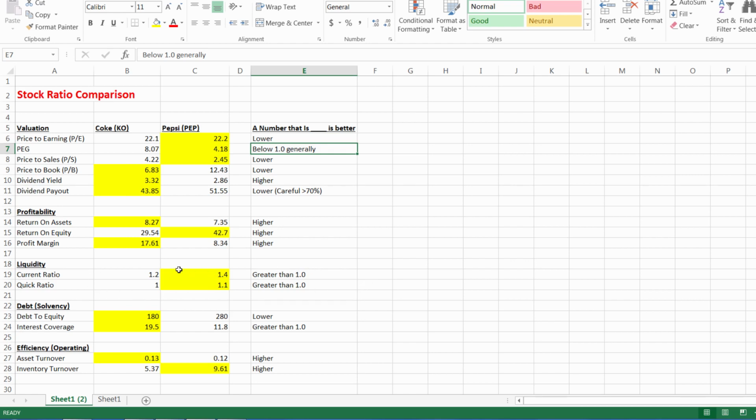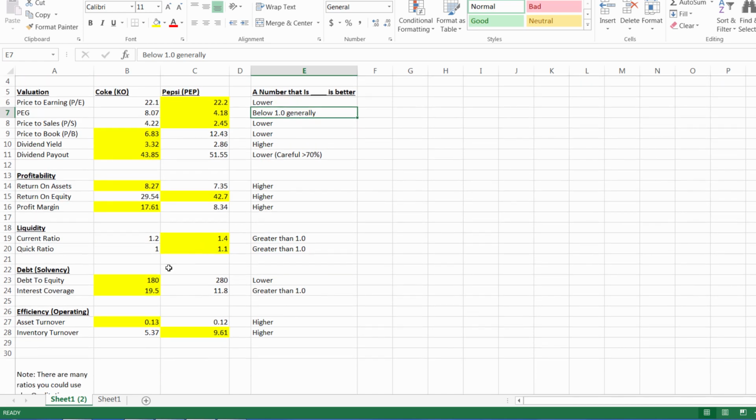Liquidity, they're both above 1.0 with these liquidity ratios, so no worries there with either one. Pepsi's a little better. Debt, the lower the better, and certainly interest coverage ratio, you want that to be greater than 1.0. So you can see that Coke's got a nice balance sheet around debt to maintain that debt.